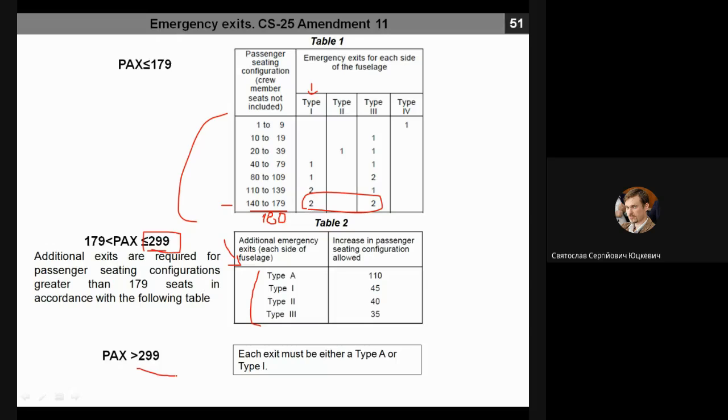But if it will be more than 299 passengers, there are only type A or type 1 emergency exit on the board. So you will use only this combination, type A and type 1, without type 2, type 3 or other doors. And if you look on the huge airplanes like Airbus 330, Boeing 767 and so on, you could see that they use only type A or type 1 emergency exit.